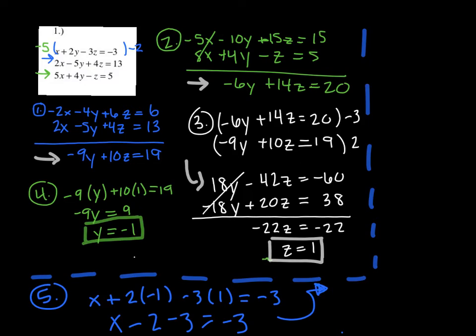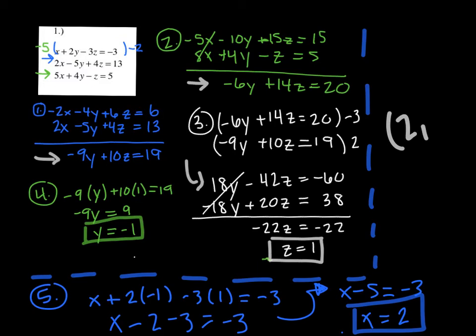So x minus 2 minus 3 equals negative 3. So x minus 5 equals negative 3. Add the 5 over. X equals 2. So your final solution here is the ordered triple. Sounds weird to say, but 2, negative 1, 1.